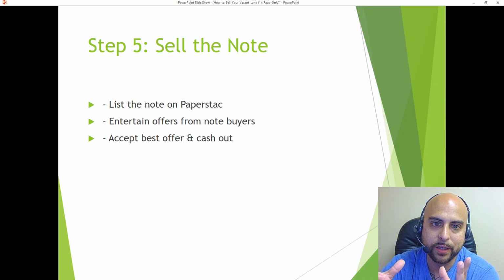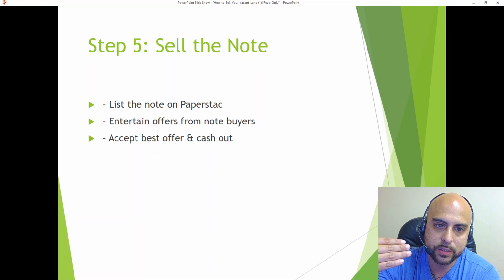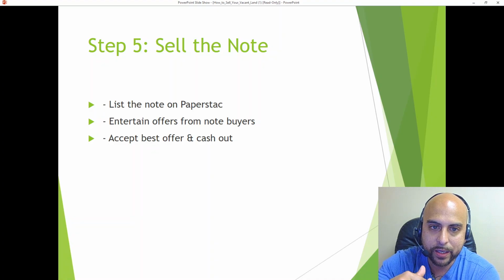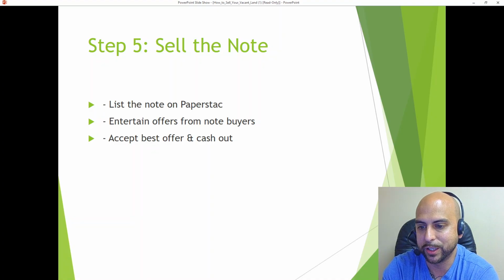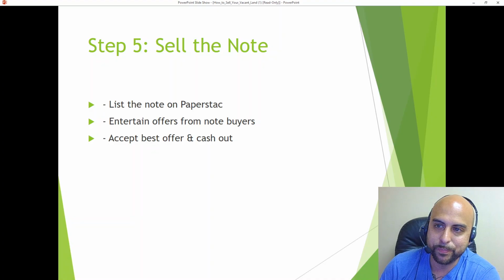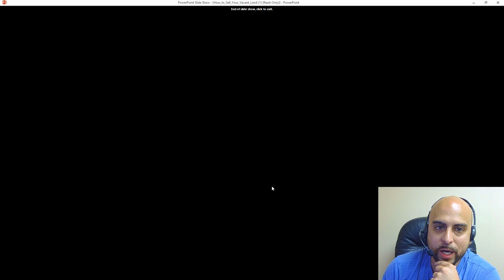And at the very end, what the note buyer does is they wire the money into PaperStack's escrow account. And then as you go through the process, you complete the steps, you get the wire. So you get a wire for that note purchase price that you agreed to into your account after the deal is done. So that's it. That is it as far as the roadmap.